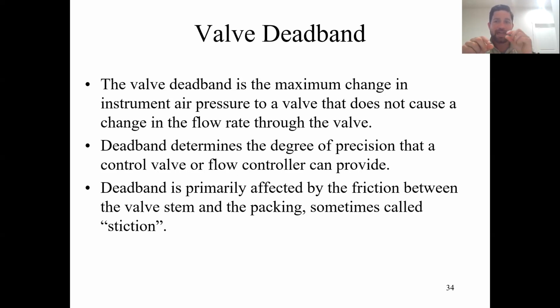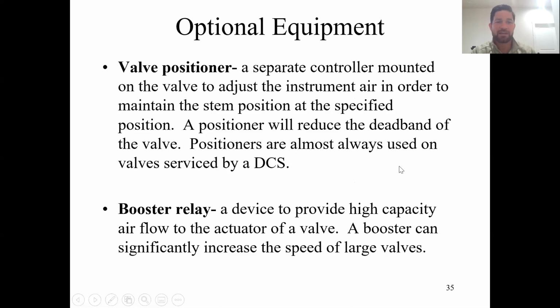So deadband is how much you can increase your air pressure before the valve moves. Because if you just increase your air pressure a little bit, because of stiction and friction, the valve might not move. So you can slowly increase the air pressure and eventually the valve's going to move. That amount that it has to change is called the deadband. In terms of process control, these are just things that we try to minimize.